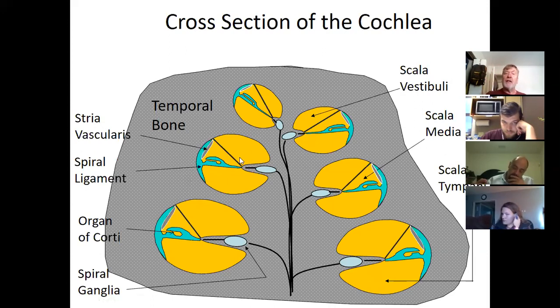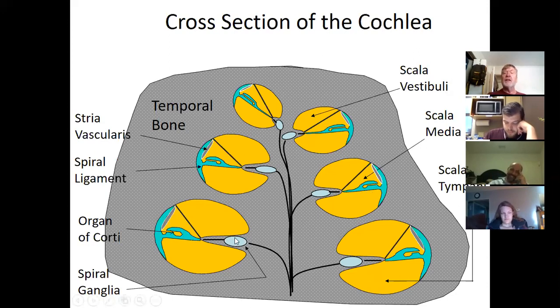Inside the scala media, endolymph fluid. Inside the bony labyrinths, namely scala vestibuli, scala tympani, perilymph. And this big blue weird C-shaped thing, well, shaped like a C when you're looking this way, this is the organ of Corti. Corti was a guy who lived in a van down by the river in Italy, and he discovered parts of the cochlea, organ of Corti.